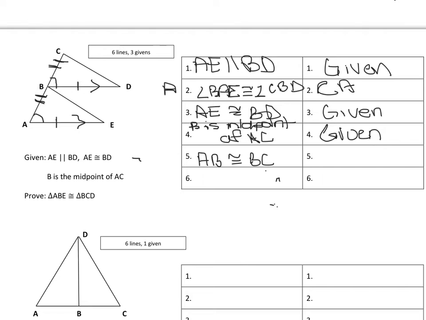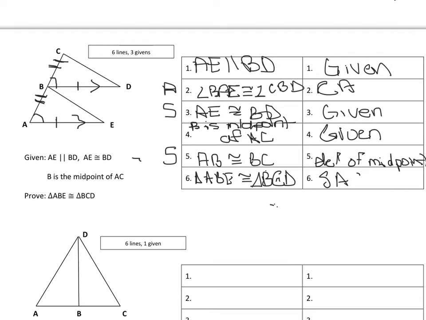And I know that AB is congruent to BC by definition of midpoint. Now, I had this side congruency here, and here's my other side congruency. So now I know I can write that triangle ABE is congruent to triangle BCD by side angle side.